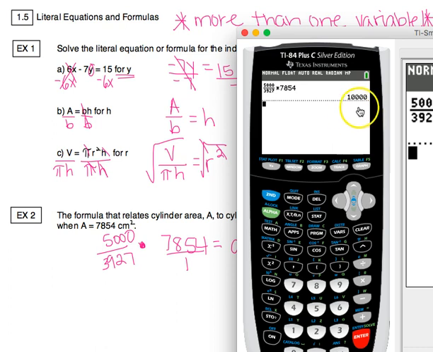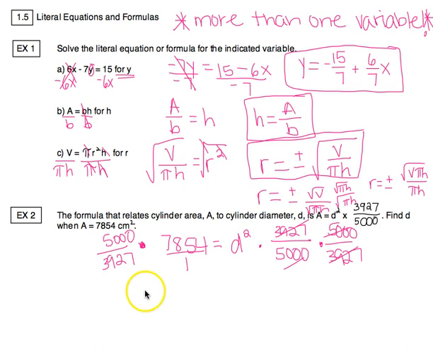Now here we're extremely lucky. That came out to be a nice complete whole number. That's because 7,854 is double 3,927. So those came out super nicely for us. We've got 10,000. So that means that 10,000 equals diameter squared. So then, just like up here, we're going to undo the squared with a square root. And typically we do the plus or minus.